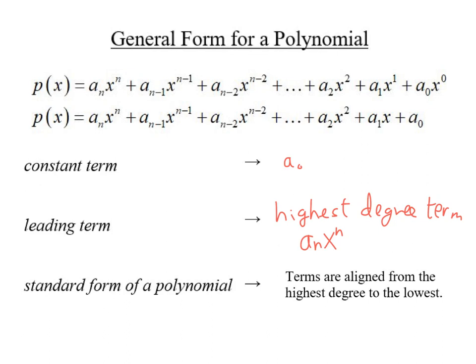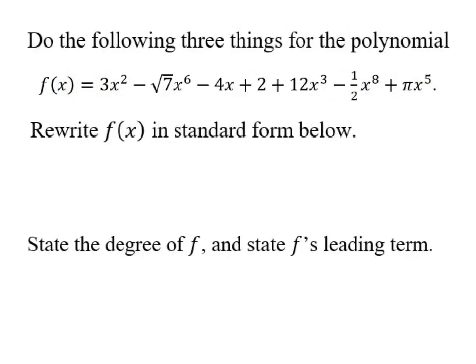The constant term is also kind of important. If you think about it, if you plug 0 into your polynomial, all these other terms will become 0, and you'll just be left with your constant term. And that means that the constant term is the y-intercept, right, of your polynomial. All right, and then the last thing we mention is when we get a polynomial in standard form, that means we align the terms from highest degree to lowest degree. And so, the way we have it written here is in standard form.